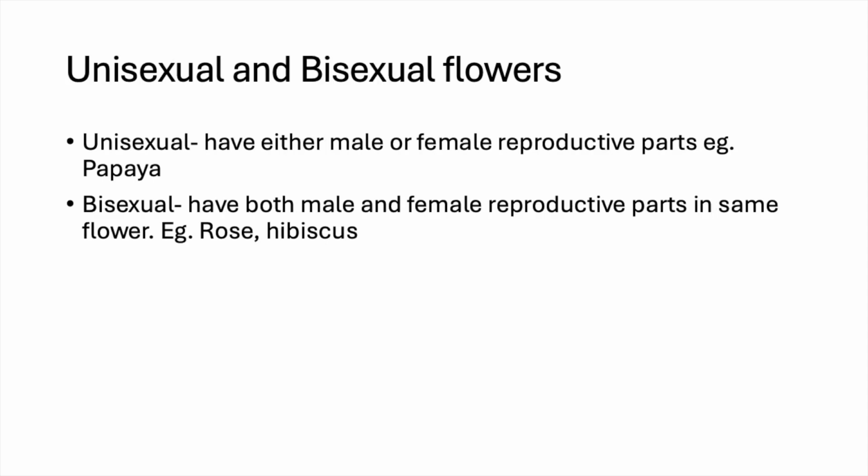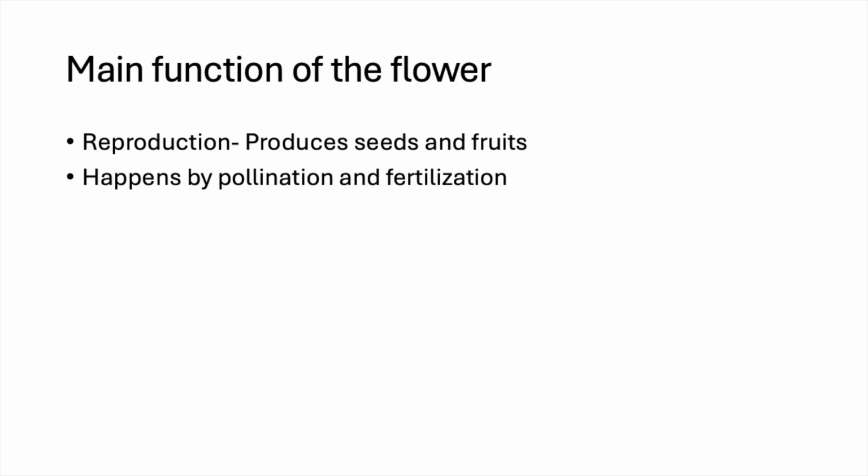Unisexual and bisexual flowers. Unisexual flowers have either male or female reproductive parts. Example, papaya. Bisexual flowers have both male and female reproductive parts in the same flower. Example, rose and hibiscus. The main function of the flower is reproduction, so it produces the seeds and the fruits. This happens by pollination and then fertilization.